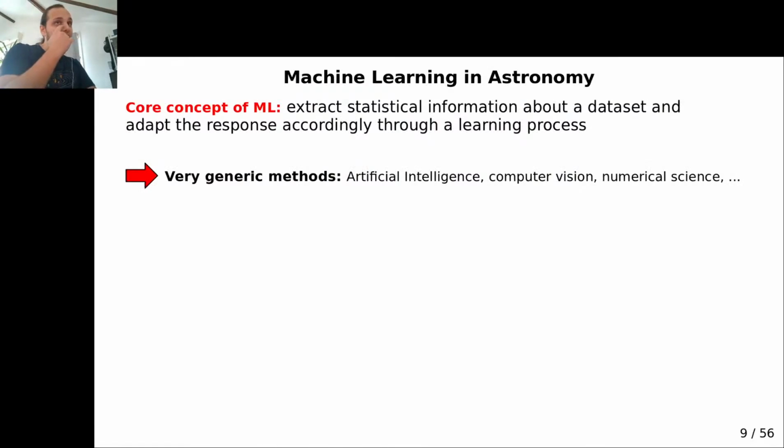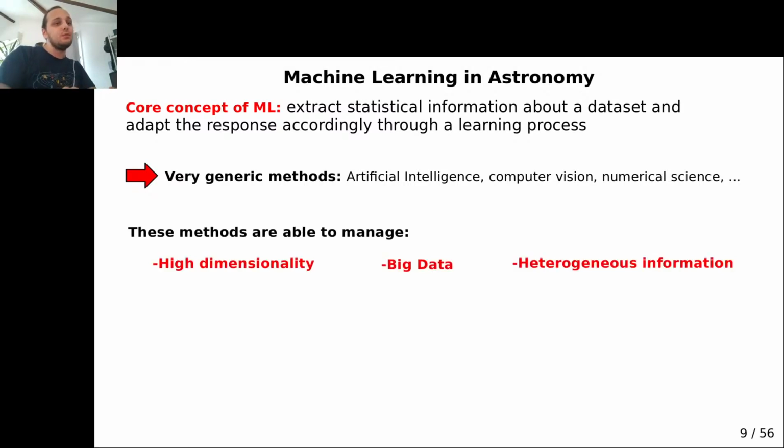So I will have a few words about machine learning and why it is interesting for astronomy. So here is a very general definition, which is that it is every method that extracts statistical information about a data set and adapts the response accordingly for a learning process. So this is a very broad definition, because those are very generic methods that can be applied to a very wide variety of subjects and studies. So it can be used for artificial intelligence, it can be used for computer vision, numerical science, and obviously for data analysis, which is what is interesting for us.